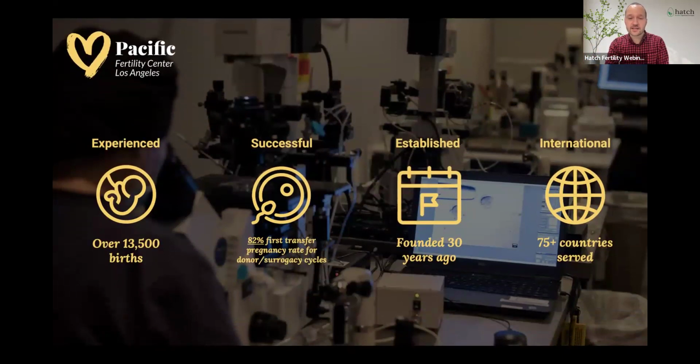A little bit about our clinic. The number of births: Pacific Fertility Center Los Angeles is in Los Angeles. I love when people ask me that, and I'm like, the name did not reveal that. No, okay. 13,500 births. When we look at the donor surrogacy cycle of transferring an embryo to a surrogate, we are at an 82% first transfer pregnancy rate.